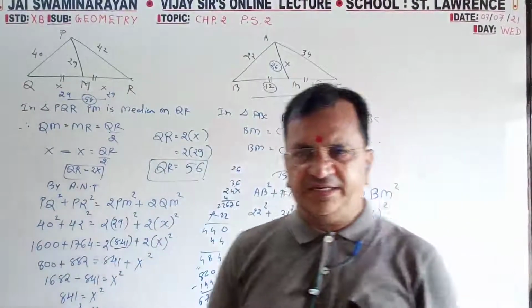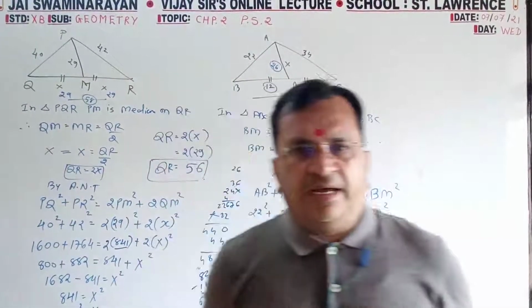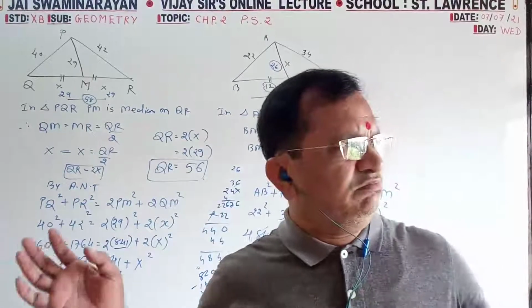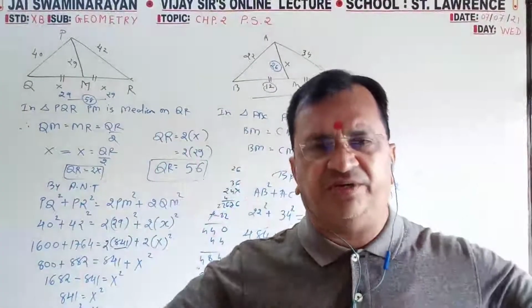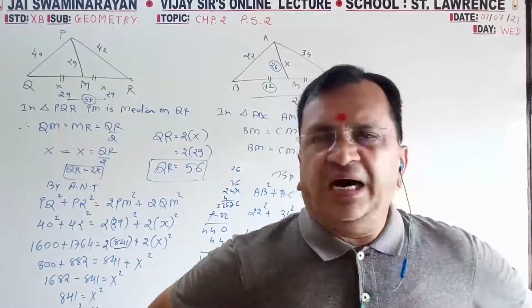So like that, Apollonius theorem, Pythagoras theorem, opposite to 30, opposite to 60, opposite to 45. These are the main points of the calculation part of this chapter.